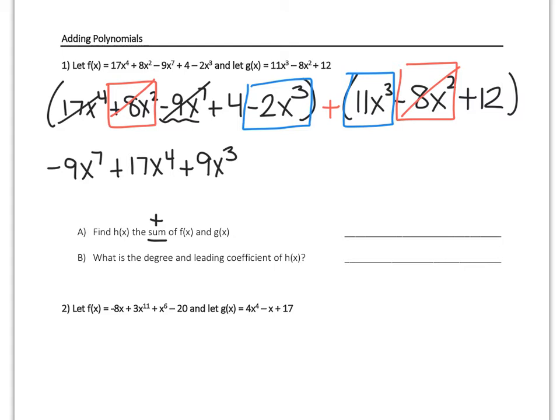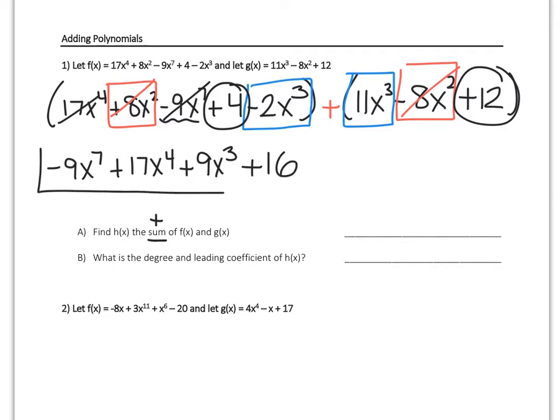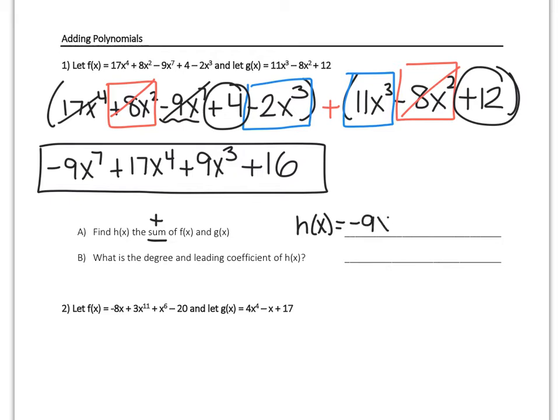And then the last thing I'm left with are the constants, or the numbers. I have a positive 4 here and a positive 12 here, and when I add those, I get 16. So this is my h of x function. So we can write here on the line that h of x equals negative 9x to the 7th plus 17x to the 4th plus 9x to the 3rd plus 16.